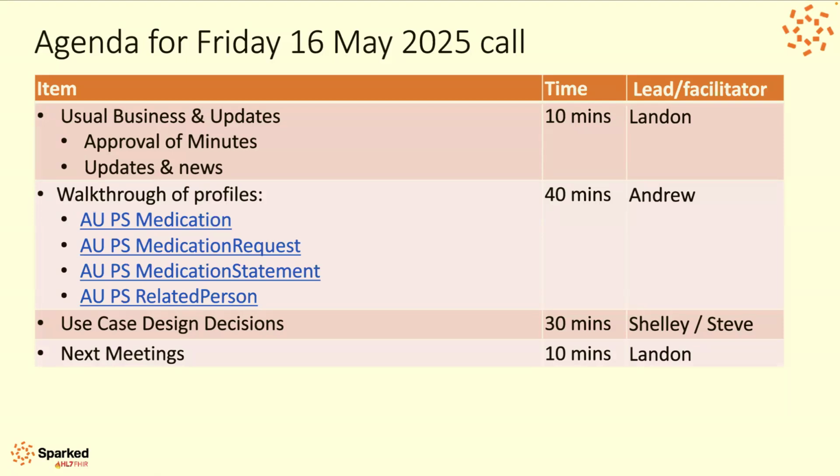So these walkthroughs are also a transition to the implementation guide. We'll transition to a combined all-in-one after they're reviewed, and then they'll go into a derived view for AU Core, a differential view, as the profiles are finalized after the walkthroughs and feedback. So after we do the walkthroughs, we'll hear from Shelley and Steve on some use case design decisions, which will directly tie into our ballot for comment scope, and then we'll wrap up with the next steps and upcoming meetings.